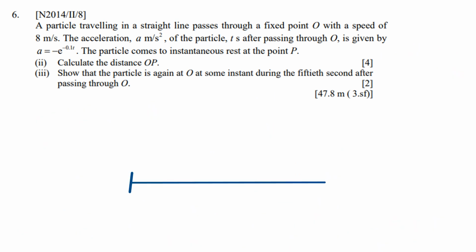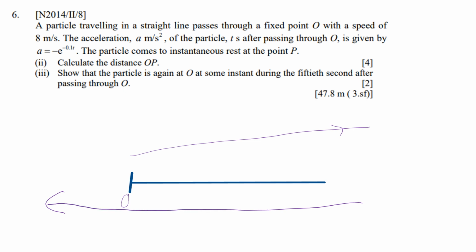Right, let's look at the last part of this question 6. The last part of this question 6, we are asked to show that the particle is again at O at some instant during the 50th second after passing through O. So what the question is saying is that the particle, okay, this is point O, so the particle will travel, and then after that it must have made a U-turn. It must have reversed the direction, then come back here. Okay, so something like this. Must have made a reverse direction. Okay, and then after that it passed through O.